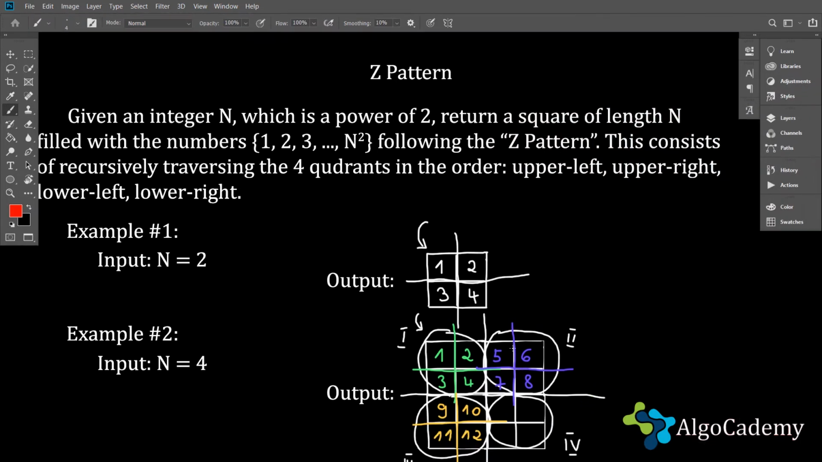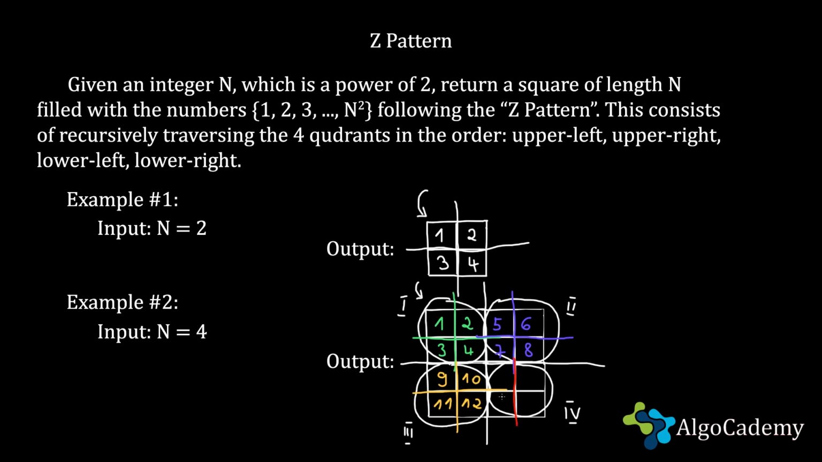Yeah, let's choose red. When we deal with it, we obviously split it again in its 4 quadrants and continue to fill with the next numbers, right? Each of the quadrants, which are squares of length 1. And this is the z-pattern square of length 4.